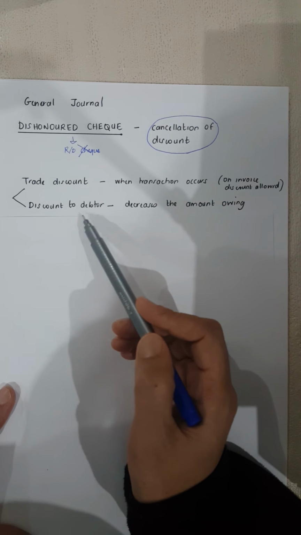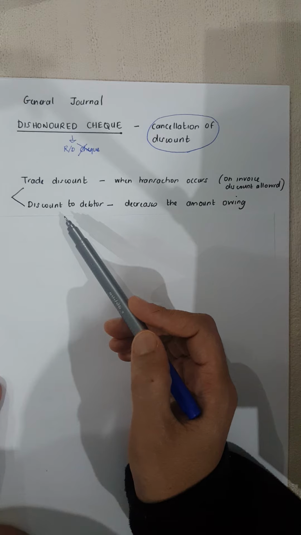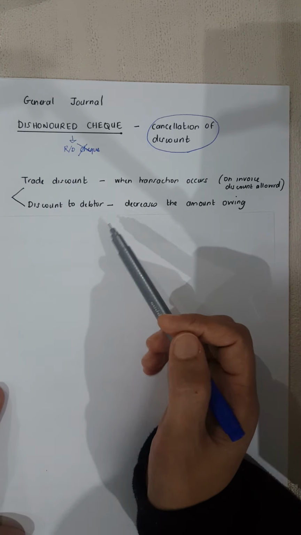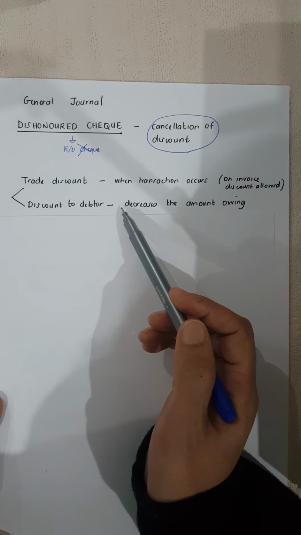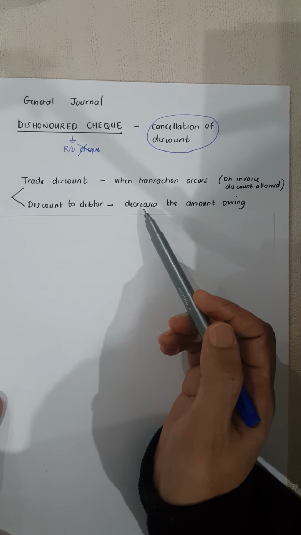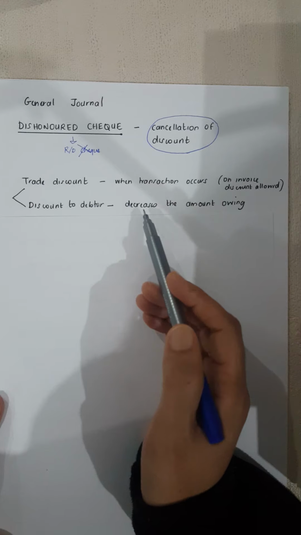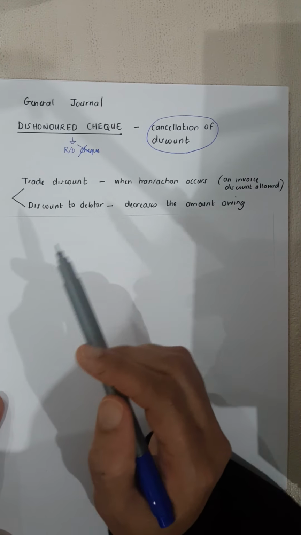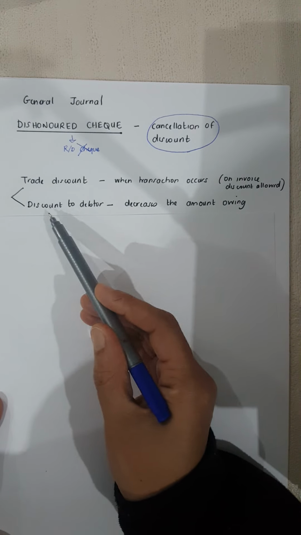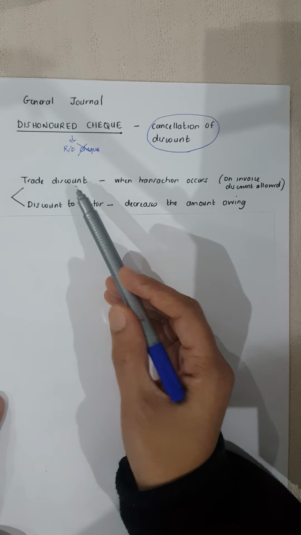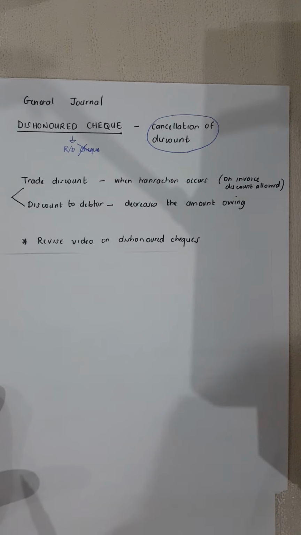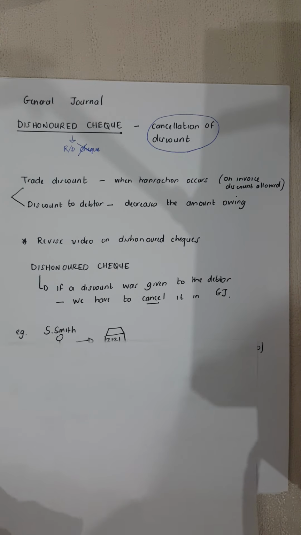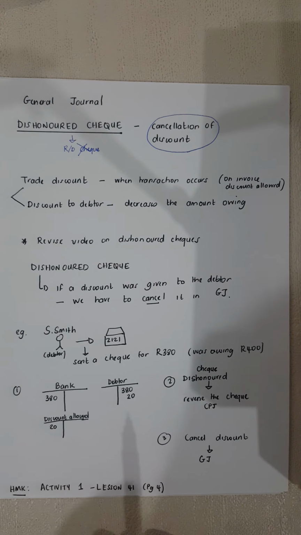Now a discount to a debtor is different from a trade discount. It means that it decreases the amount that they are owing you. So for instance, if they are owing you 500 Rand and you give them 30 days to pay, remember we've done a whole video on that as well. If you give them 30 days to pay and they pay within the 30 days and you give them a discount, then that is a discount to a debtor. So it's different from a trade discount. There's two types of discount. So I've written here, please revise over your video on your dishonoured cheque, right? So let's go through this example now.